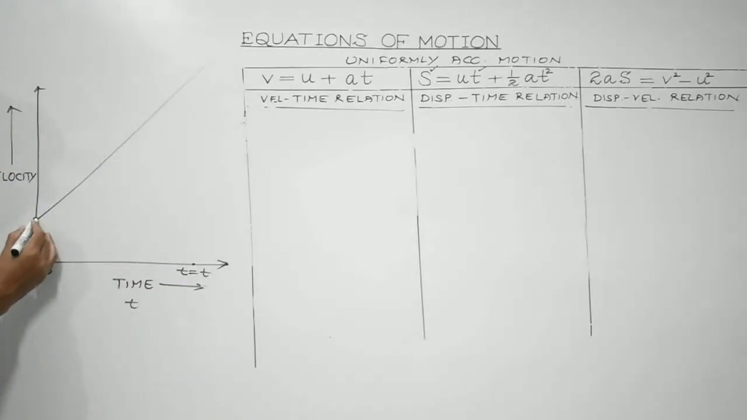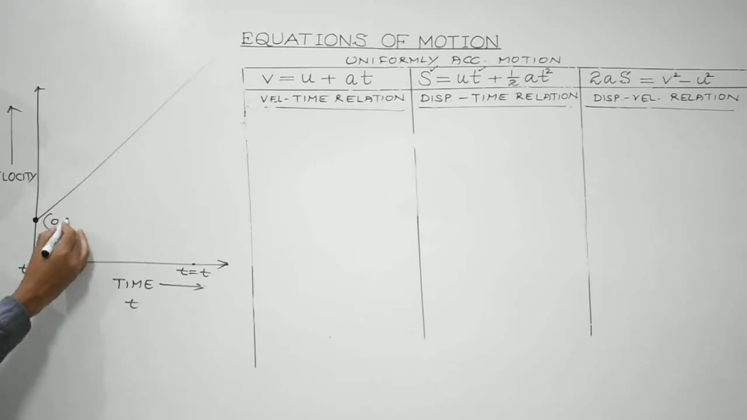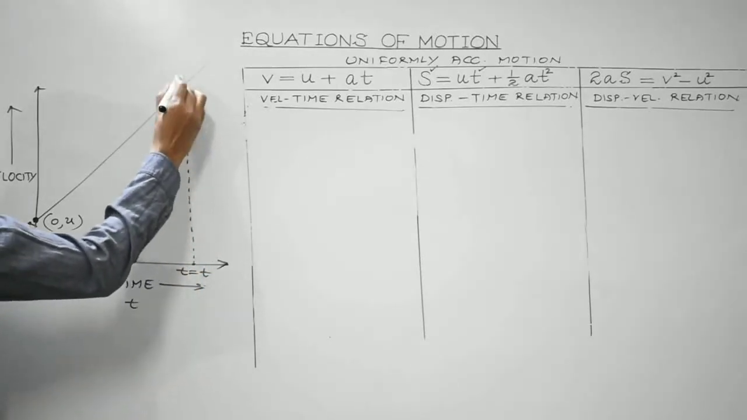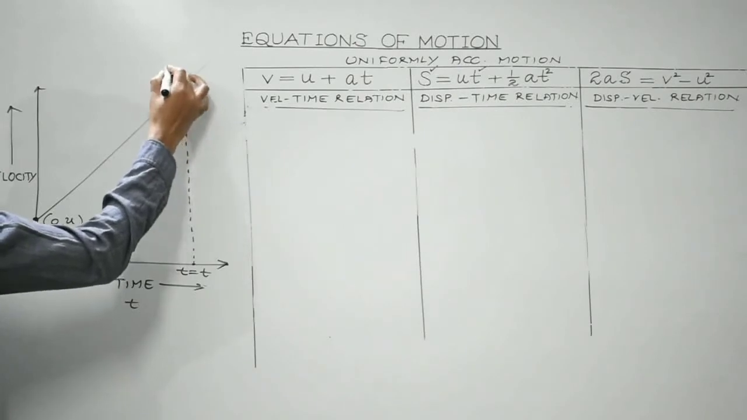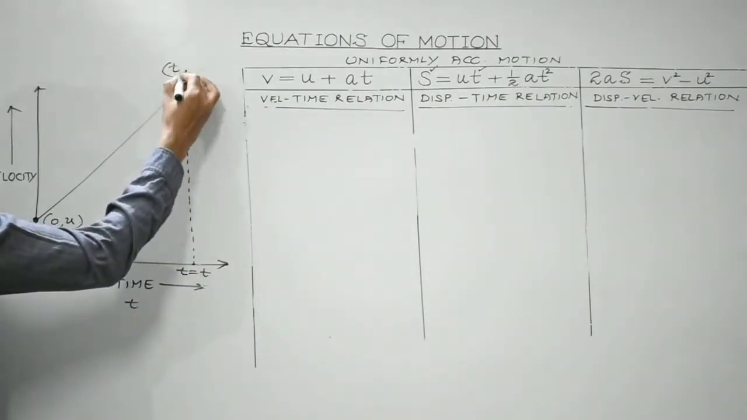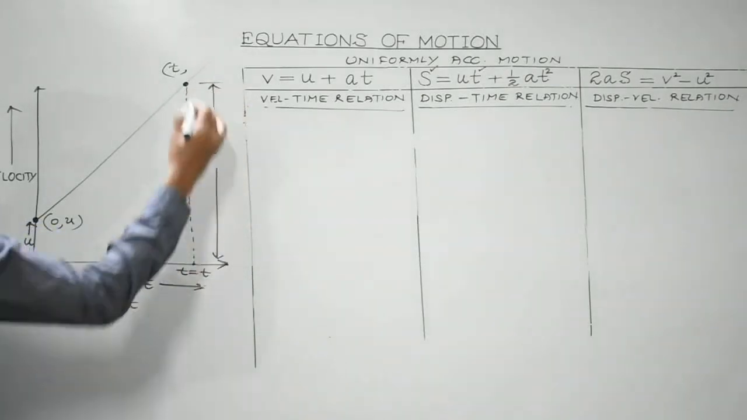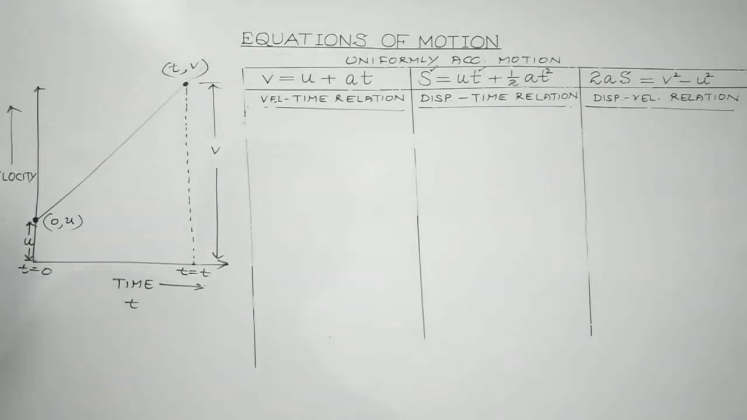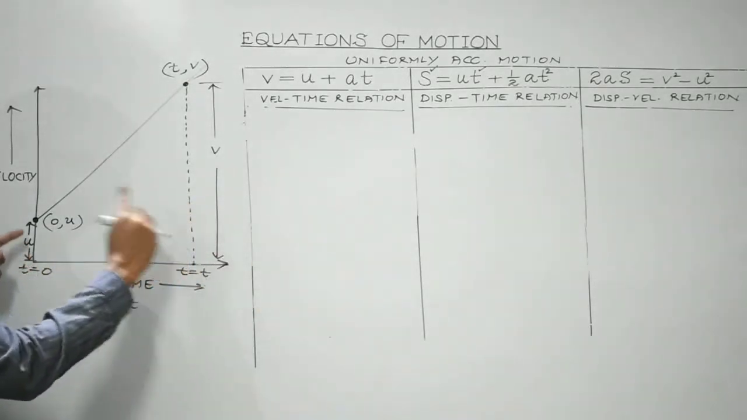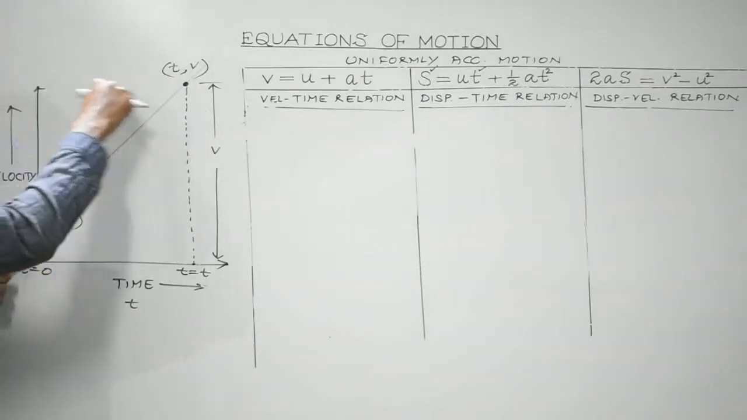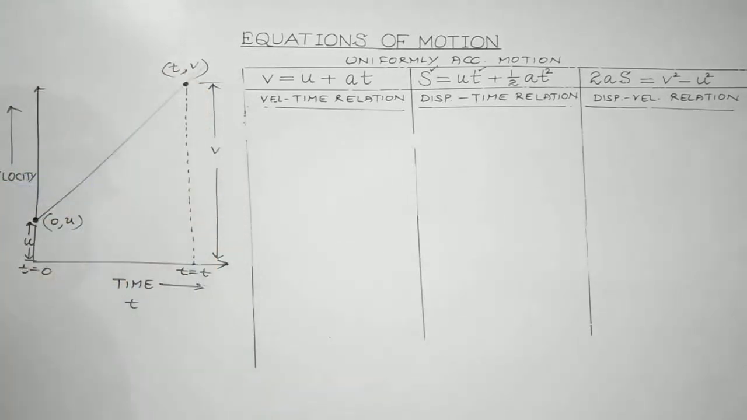So the coordinates over here are 0 and u. u is the initial velocity of the body. After time t, the coordinate of this point would be x coordinate t, y coordinate v, the final velocity. So what I mean to say is that in time t, the velocity has changed from u to v. u is the initial velocity, and this one is the final velocity, which is v.